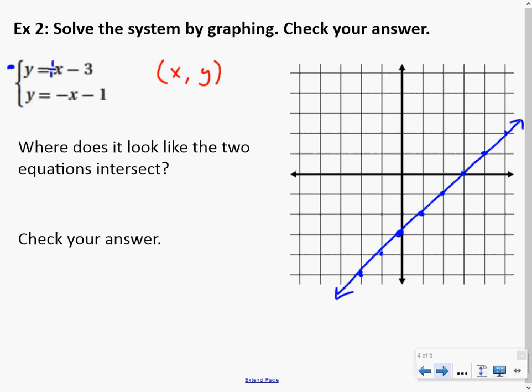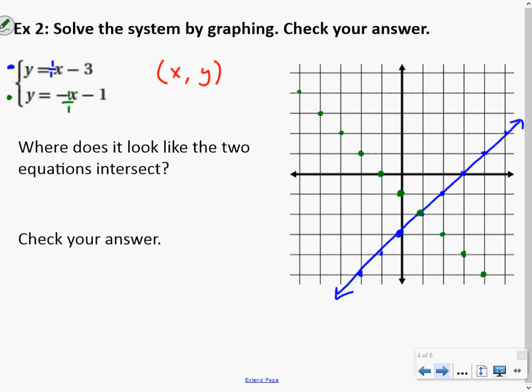And then we're going to graph our second equation. So I'm going to do this one in green. I've got a y-intercept of -1, a slope of -1 over 1. So we're going to start at our y-intercept, go down 1, right 1, get all of our points in. And again, we're going to connect the points. We're going to put arrows on the end of our graph.